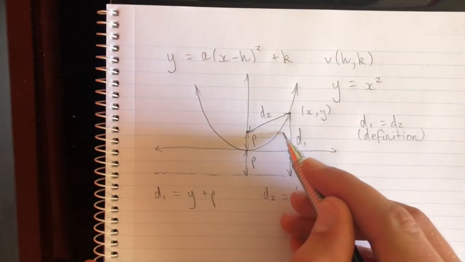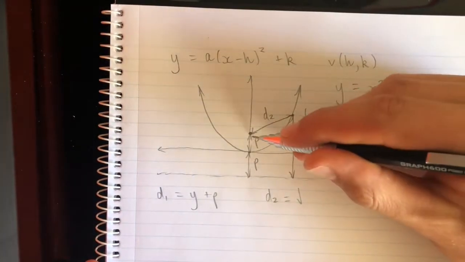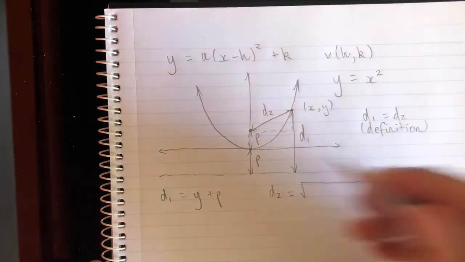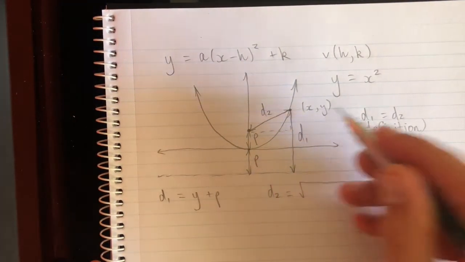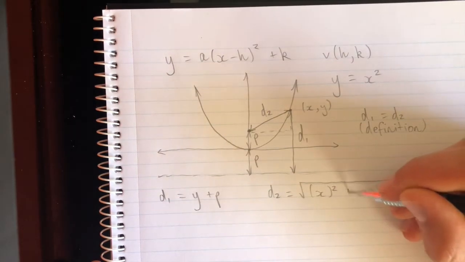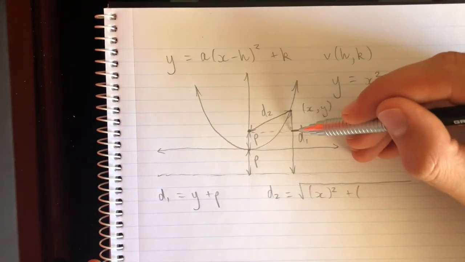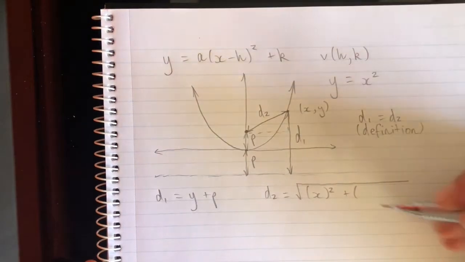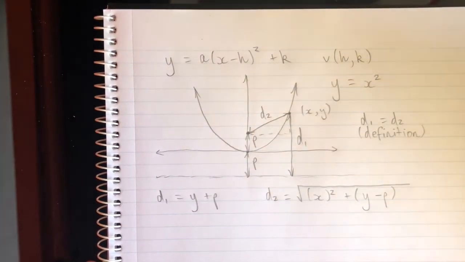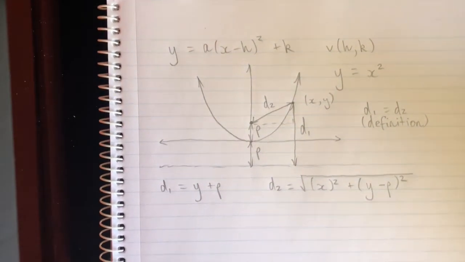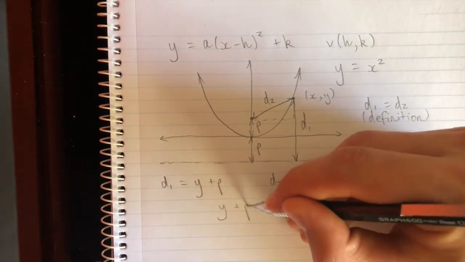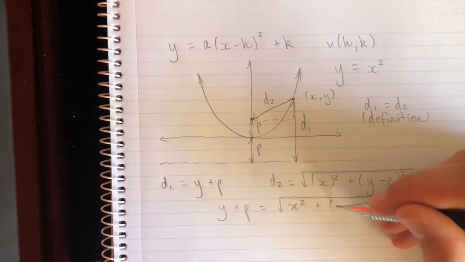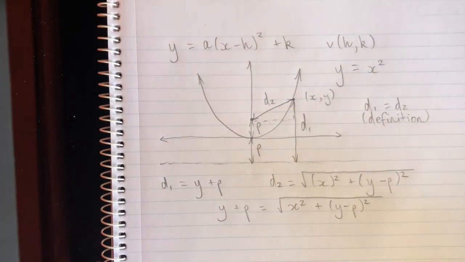Because it's a magnitude, it's made out of horizontal and vertical components. So it's going to be the square root of the horizontal component, which is simply x units across. And now the vertical component, we've got y units up, but we need to take away this section here, which is p. So y minus p squared. Now we can set these equal to each other. So we have y plus p is equal to the square root of x squared plus (y minus p) squared.